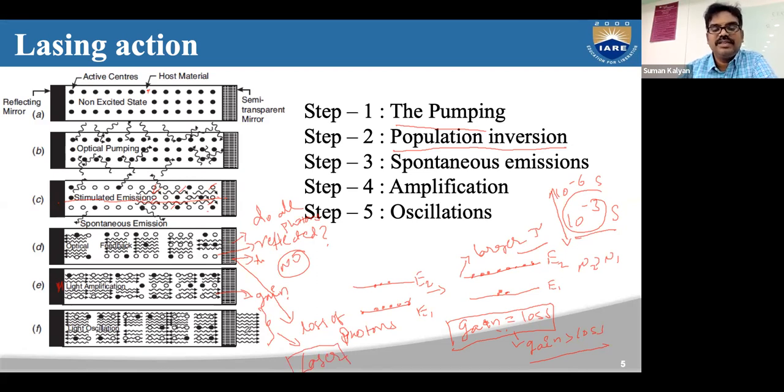So this emitted laser beam will be very highly intense and monochromatic.